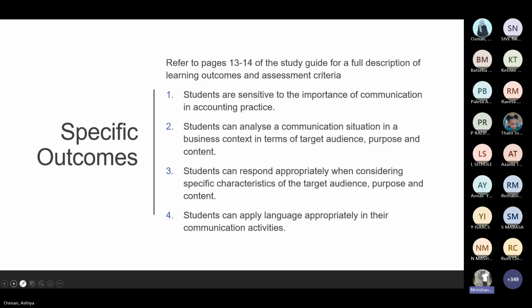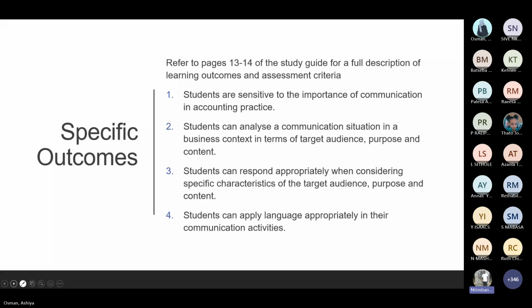So the learning outcomes that you have, you find them on pages 13 and 14 of your study guide, with the full description of the learning outcomes and assessment criteria. So if you consult those specific pages, you will find the learning outcomes. But the first one: students are sensitive to the importance of communication in accounting practice. And this goes along with what my colleague said earlier, that PSYCA require you to do a module in communication, and this module is specifically for that.